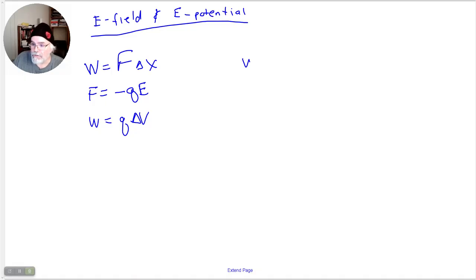So I'm going to start here. I'm going to write this equation again: work equals force times displacement. Then I'm going to make some substitutions. For work, I'm going to put in Q delta V, charge times the potential difference. That's the work done moving this charge through a potential difference in an electric field. And then the applied force is the opposite of the electric force, which is the charge times the field strength. And then multiply that force by the displacement.